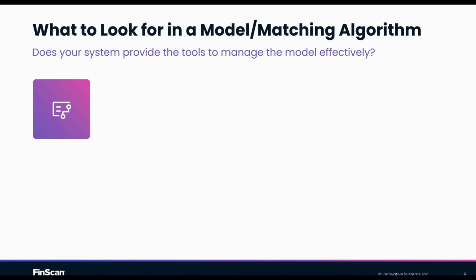Talk about an AI model, machine learning or deep learning model, or a more traditional matching algorithm, what do we actually mean? What does it need to achieve for us? And what should you look out for when you're assessing these systems? Firstly, really, is the ability to easily view, edit, deploy, and tailor whatever matching rules you have.